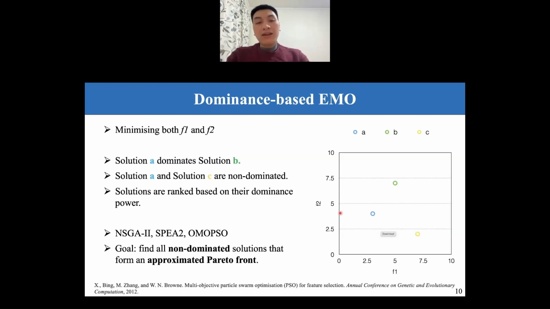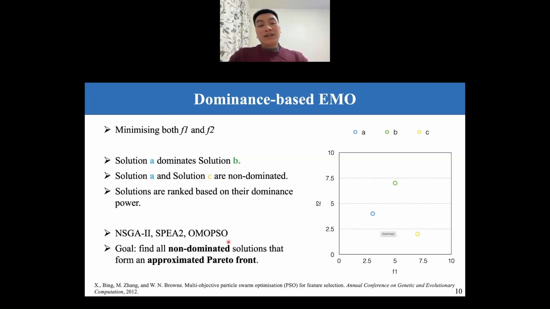Okay, and the overall goal of multi-objective optimization is to find all the non-dominated solutions, which are the solutions that are not dominated by any other solution. And those solutions together can form an approximation of the Pareto front, or sometimes I call it the approximated front of the algorithm. The representative algorithms for domain-based EMO are NSGA2, SPEA2, and OMOPSO.